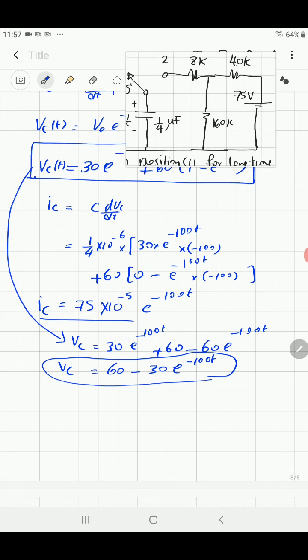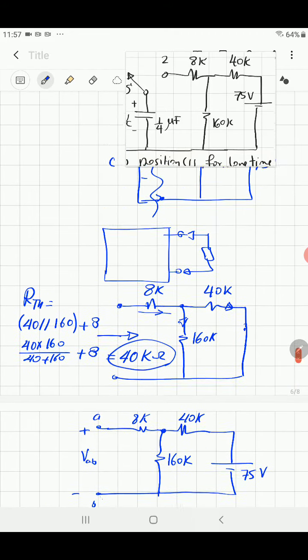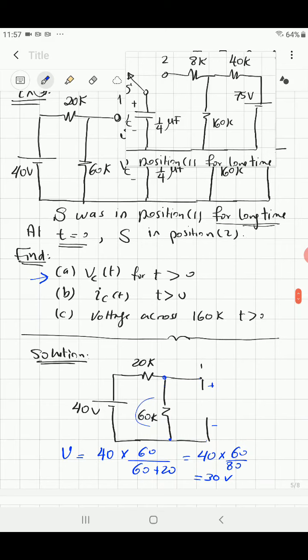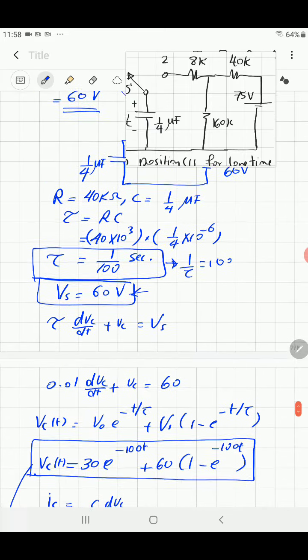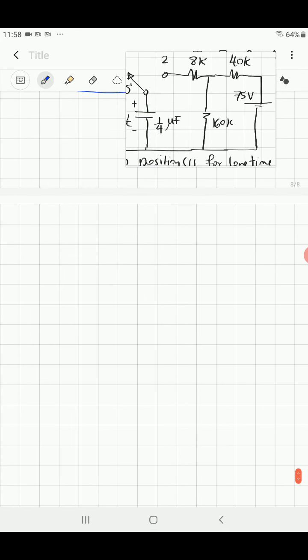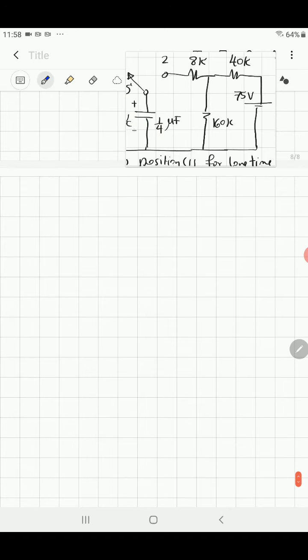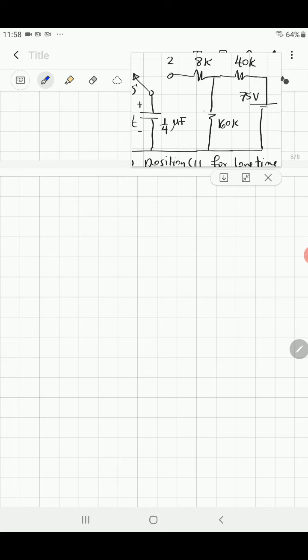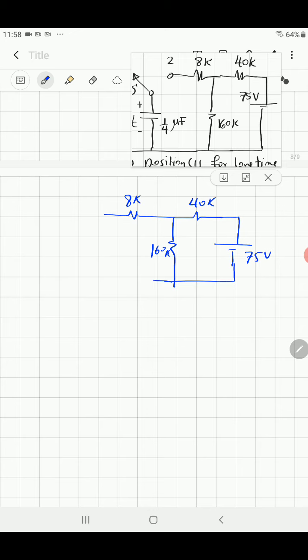Let's find what else. They want to find the value of the voltage across the 160 kilo ohm. Okay, that's very interesting, because usually in a capacitor problem, the request is to find only the voltage across the capacitor. Now they want to find the voltage across the 160 kilo ohm. So what should you do? Just use Kirchhoff. I will sketch the circuit again here: 40 kilo, 75, 160 kilo, 8 kilo, and Vc.